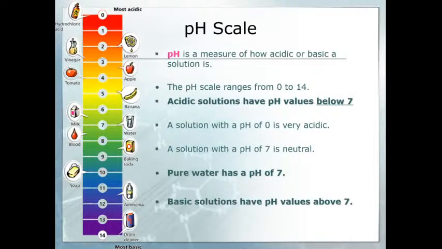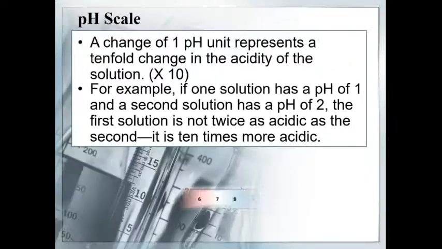pH is a measure of how acidic or basic a solution is. The pH scale ranges from 0 to 14, right? Acidic solutions always have a pH below 7, and the solution with pH 0 is very acidic, and a solution with pH 7 is neutral. Pure water has a pH of 7 and basic solutions have a pH value above 7. We know that, we have done this.